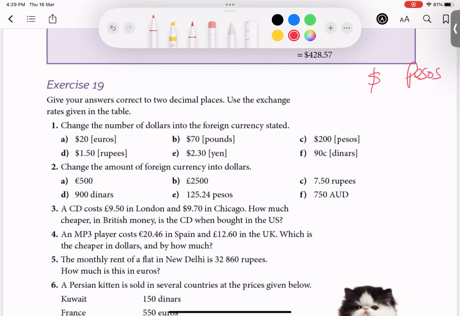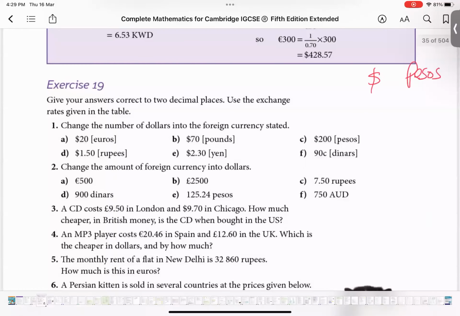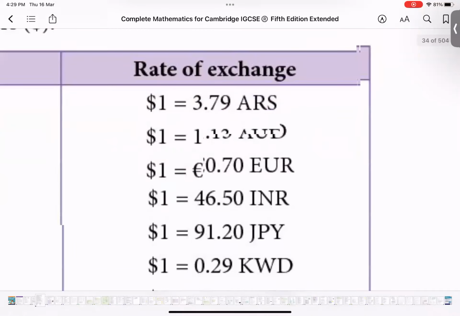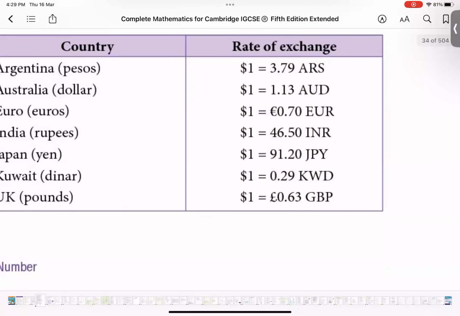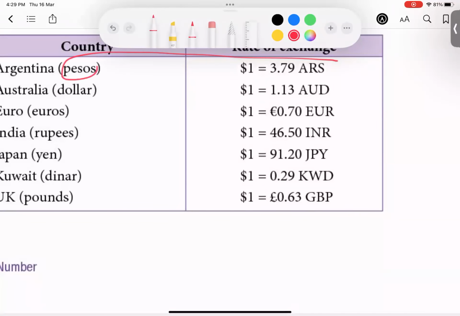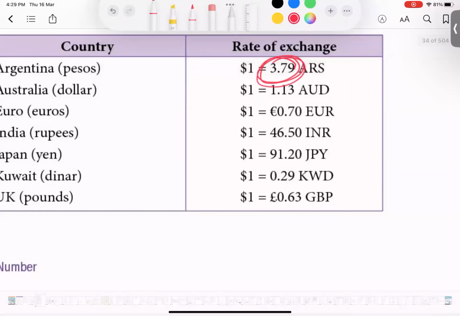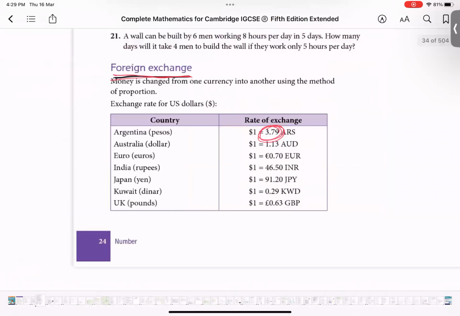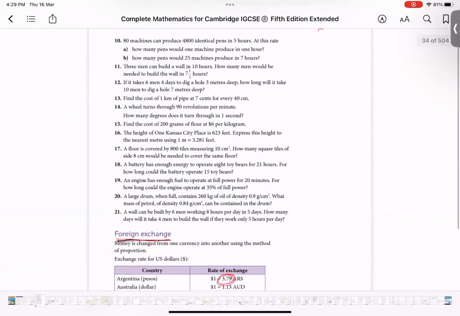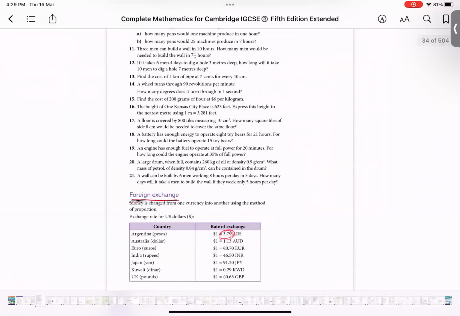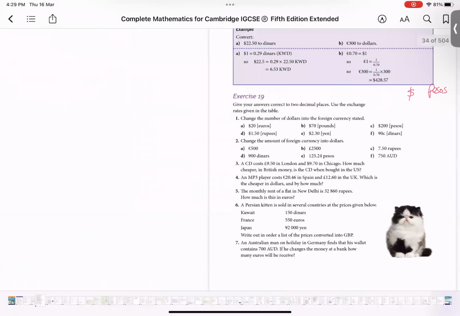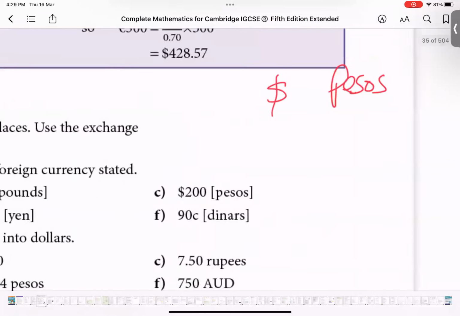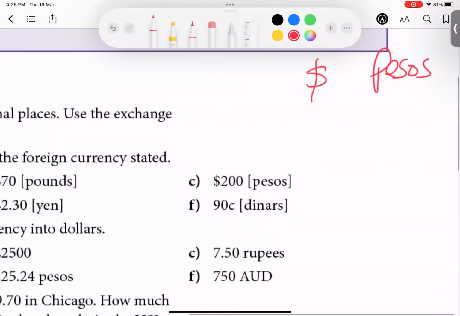First of all, I will go back and show you the rate of exchange. The rate of exchange is very clear on the top. So here I use 3.79 for pesos and here $1. I hope you got it.